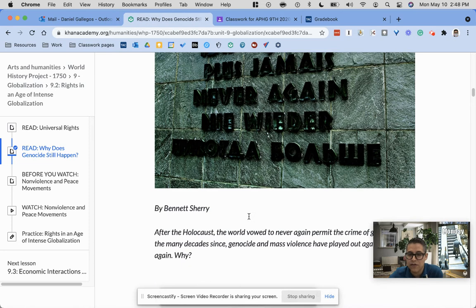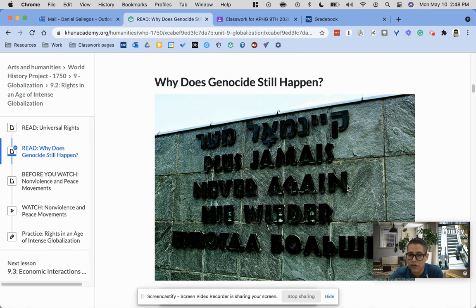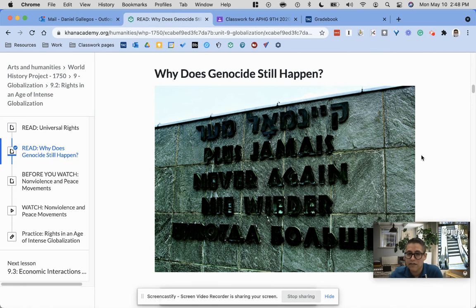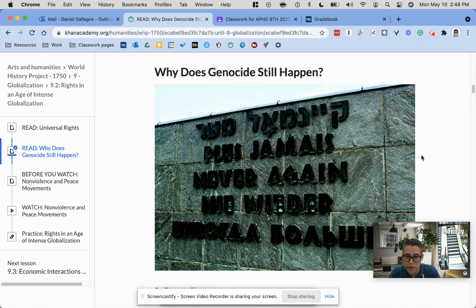Why is that? That's the main idea of this whole article. Why does this still keep happening? If you've never heard about genocide, the Holocaust is probably the most remembered genocide in our history of humanity. This is not just the history of the United States, but the history of the world. And ever since World War II, as the author suggests, there have been many more cases of genocide as well.